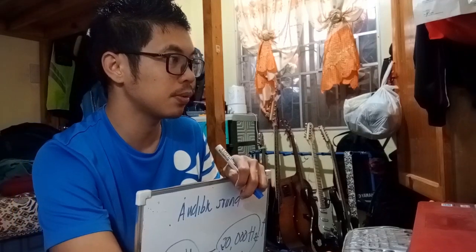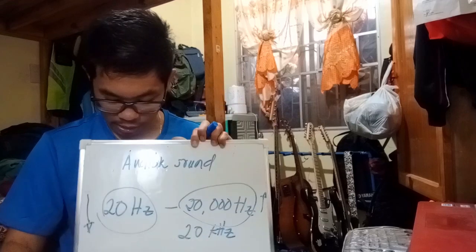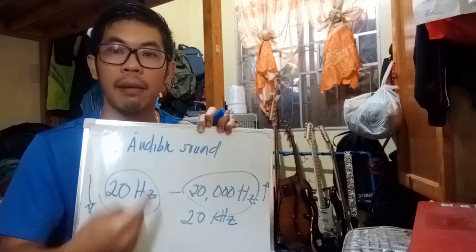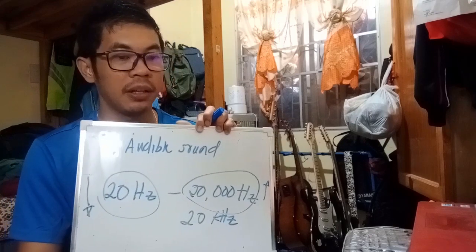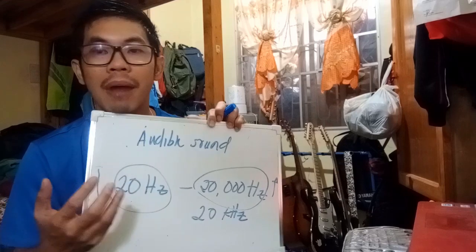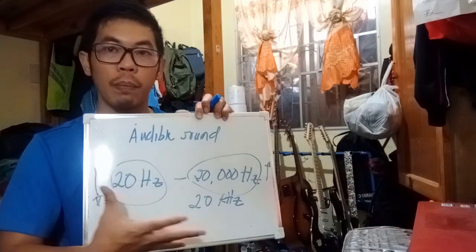Let's go now to your audible sound. As I've mentioned, your audible sound or audible range of the human ear. We're talking about humans because the reference or the basis is human. So we have 20 hertz to 20,000 hertz. That's only as far as our ears can hear. But if you compare that to other animals, there are animals whose range is higher or wider compared to the human ear.